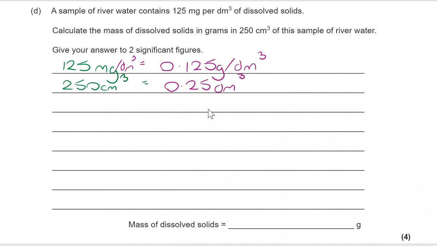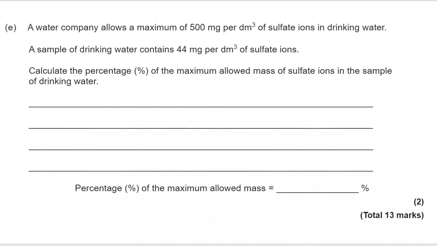So what we now have is a volume and we have a concentration in grams per decimeter cubed. So if I multiply those two together, I will get the mass. And the mass comes to 0.031 grams. And you'll notice that that is the two significant figures as requested. And we move on to part E.